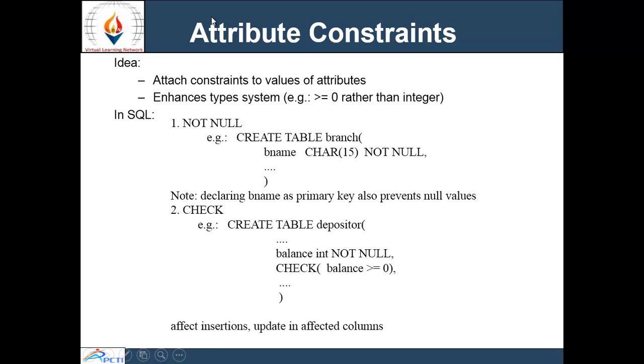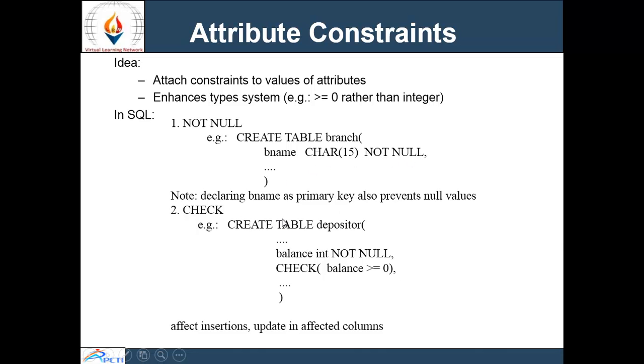Now, some other attribute constraints: not null. Means if you want to specify a validation that the particular field should not be null, then you have to specify the constraint name not null. Means if you want to specify the B name should not be null, or that there should be an entry, means the B name cannot be left blank, then you have to specify the not null constraint with the B name.